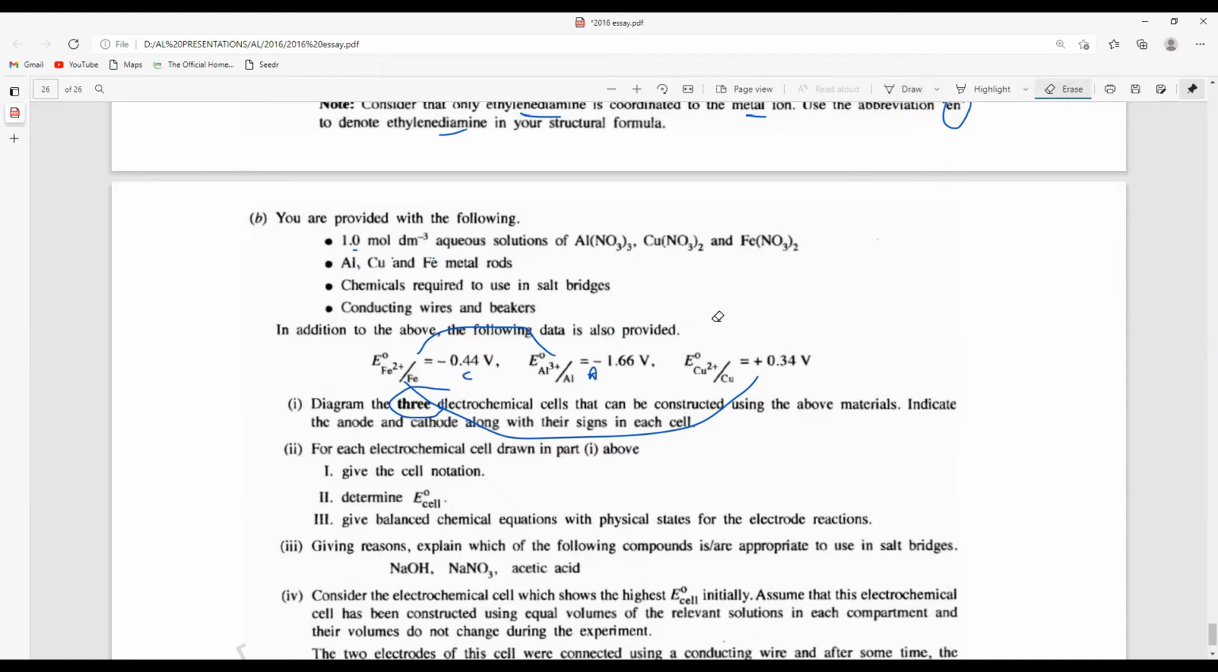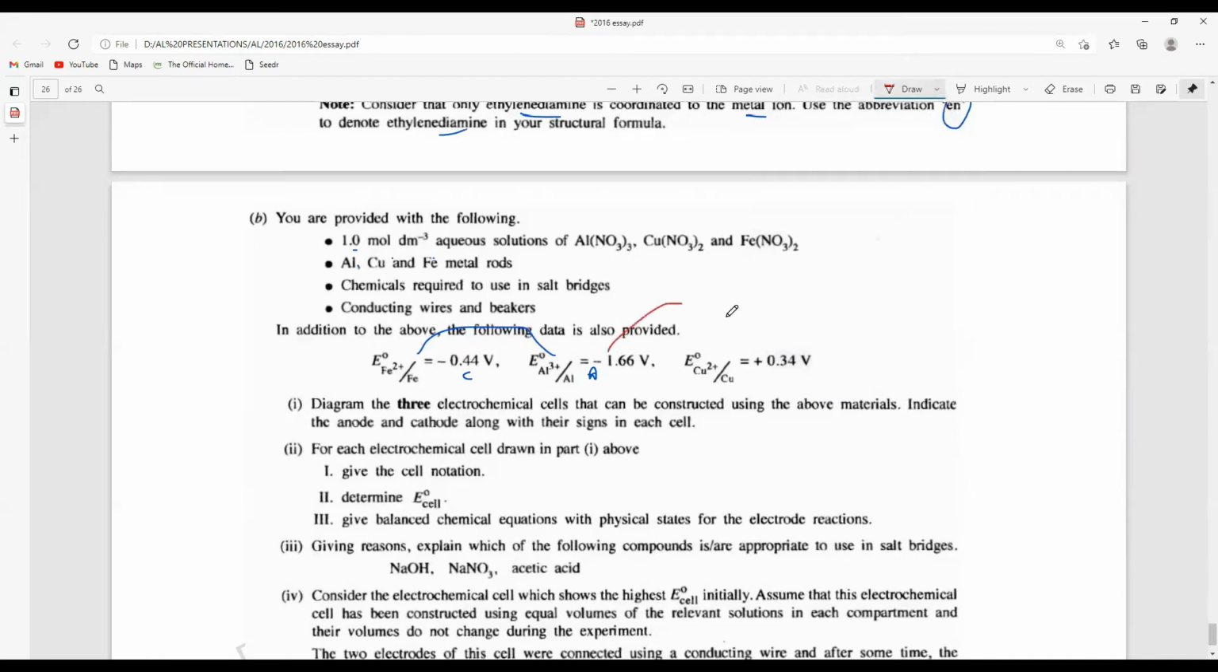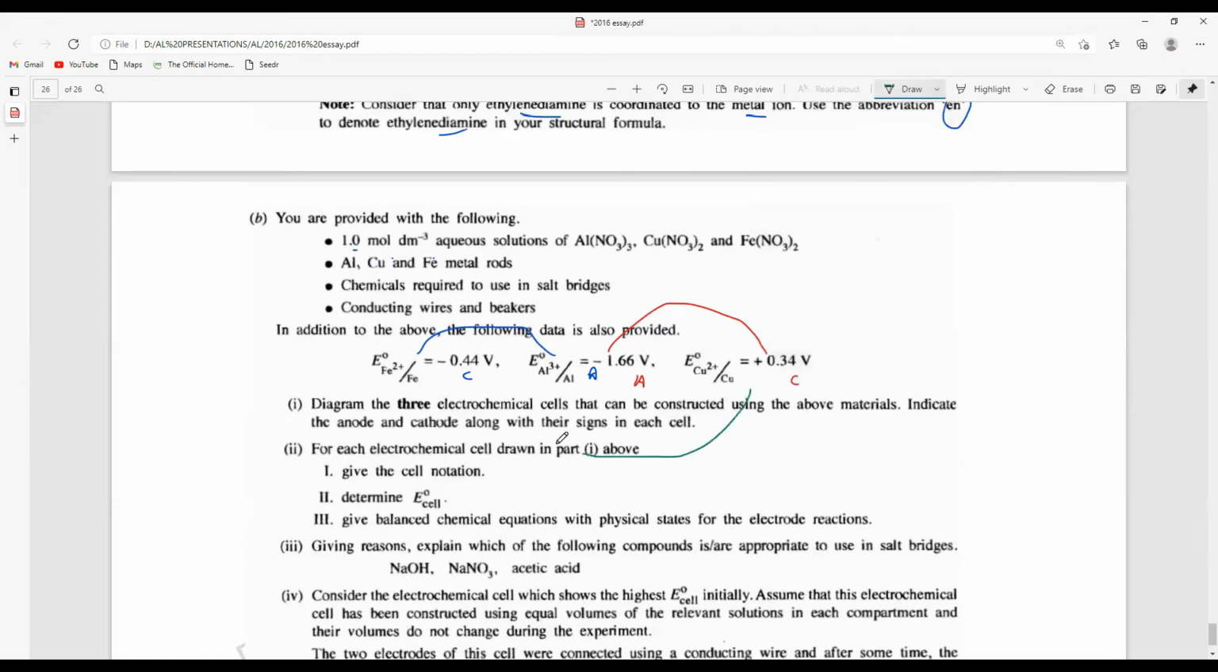I will just try to use the same colors. So in this one, you can use this one as anode, this one as cathode, because this reduction potential is more negative. In this one, you can use this one again as anode because it's more negative, and this one as cathode, right? And finally, in this one, this is more negative, so you use this one as anode and this one as cathode.